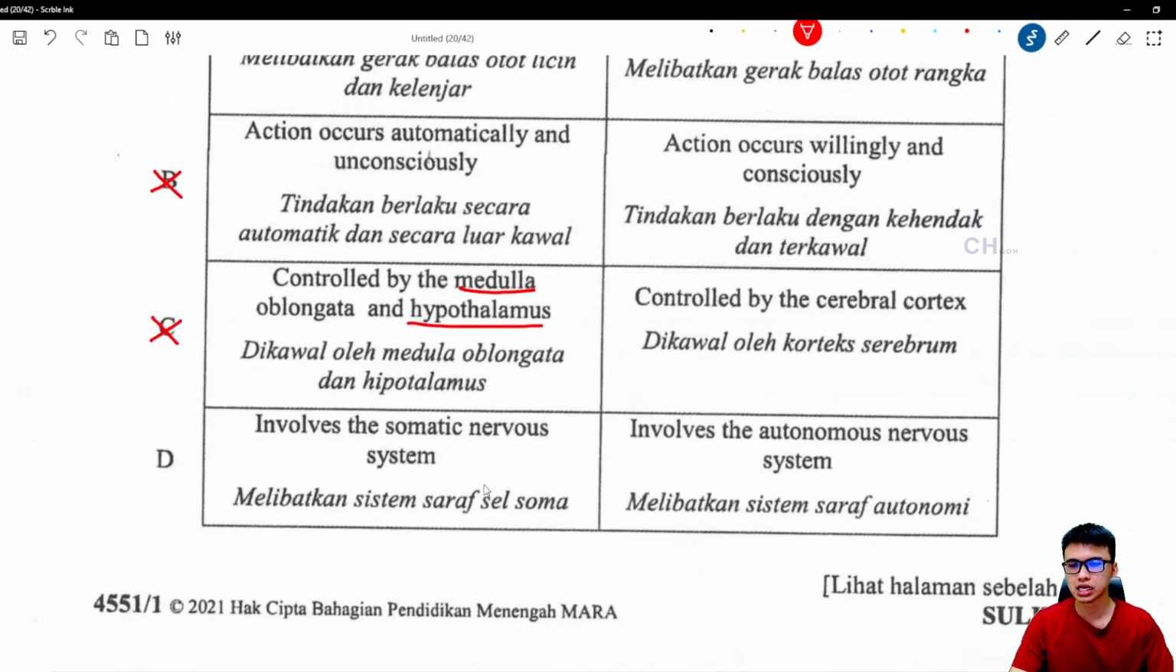So that leaves D, involving the somatic nervous system and autonomic nervous system. For this one you can actually find a very small paragraph in your textbook. It's talking about the somatic nervous system and autonomic nervous system. Basically, the somatic nervous system controls voluntary actions, and the autonomic nervous system controls involuntary actions. So they have their own department, their own job. So this answer should be D.